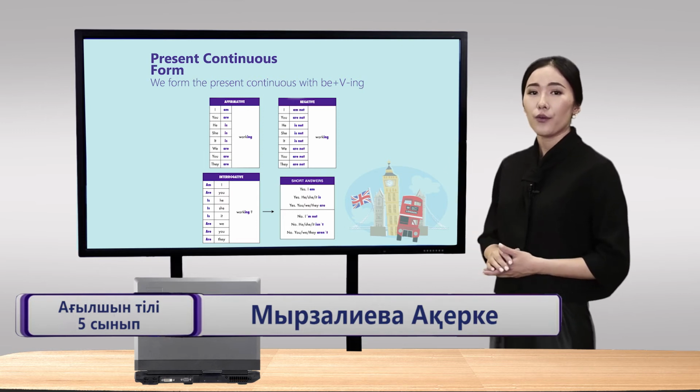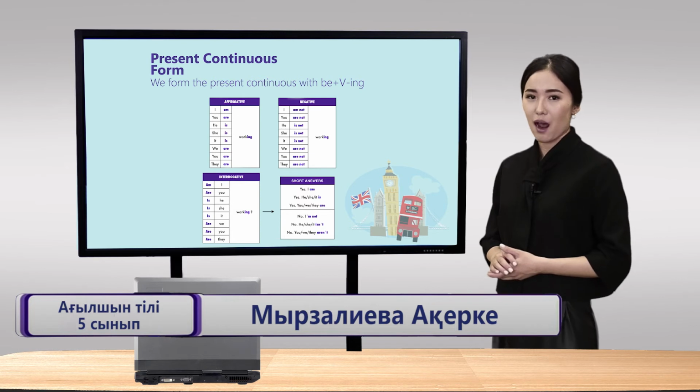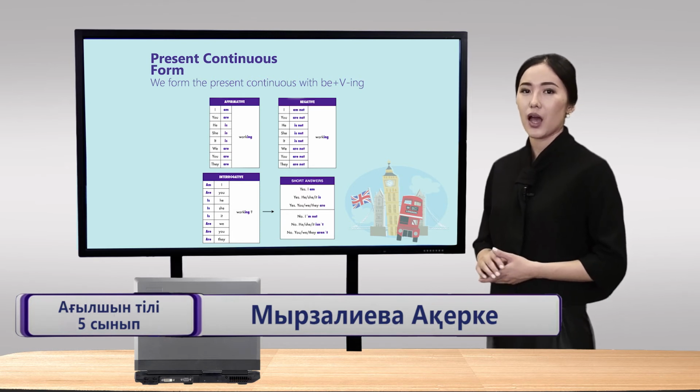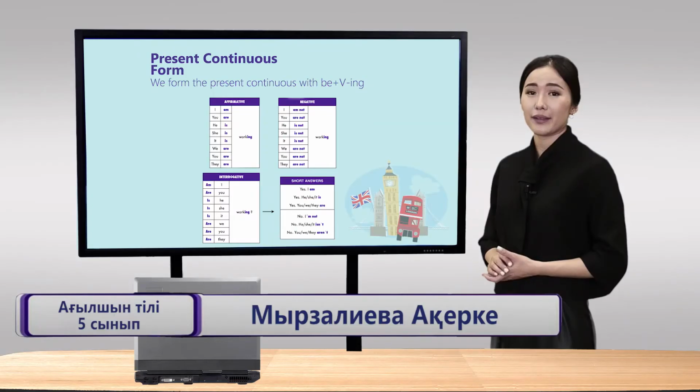As you know, verb to be has three forms. They are am, is, are. For example, I'm working, you are working, he's working, she's working, it's working. And you are working, we are working, they are working.